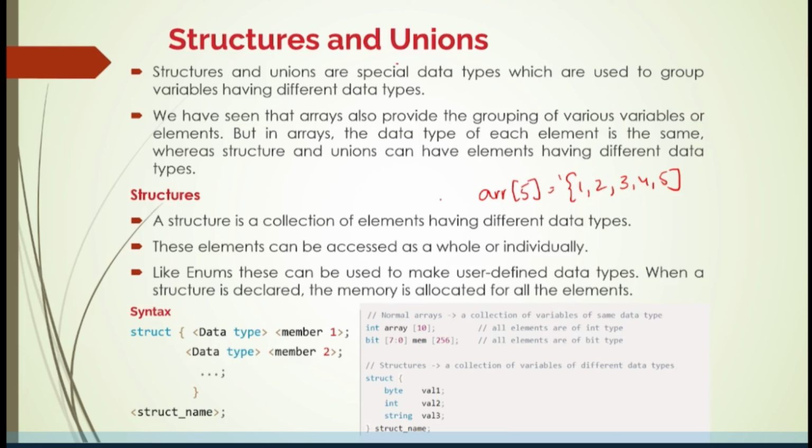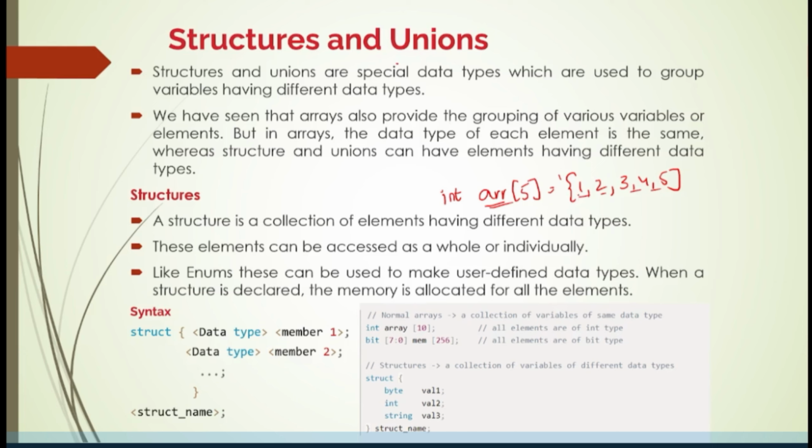Okay, so for example, let us consider this is int data type. So int array of 5: 1, 2, 3, 4, 5, right? If you see here, array is nothing but a collection of elements. That means if you want to group some particular elements, not the individual elements but in the form of a group, then you go for arrays.